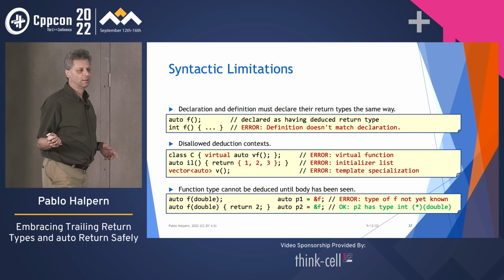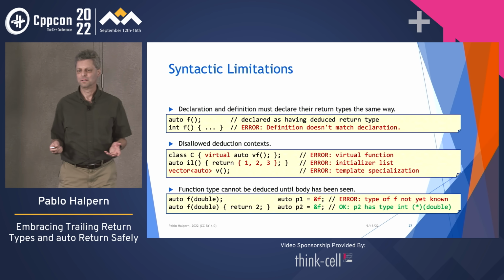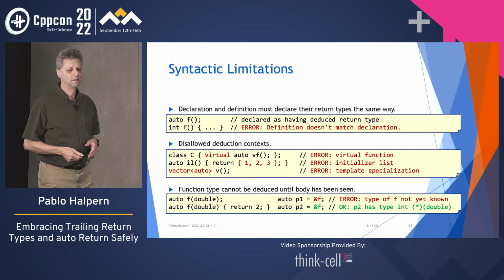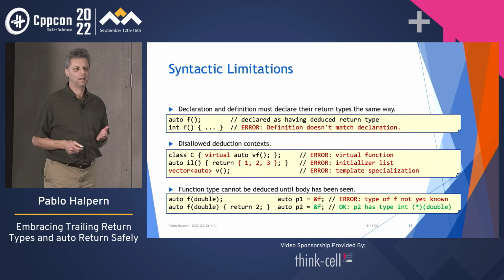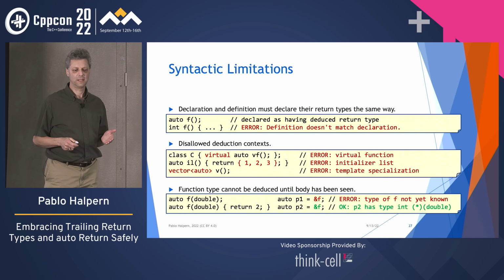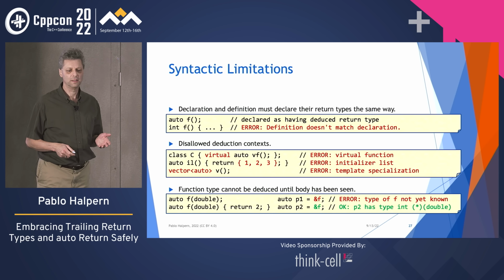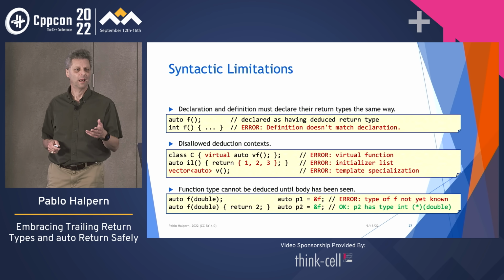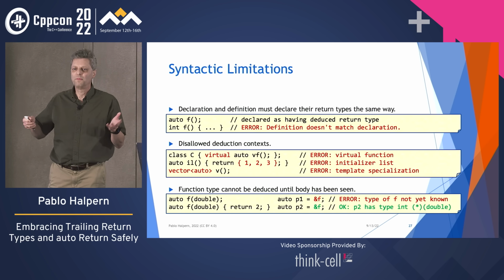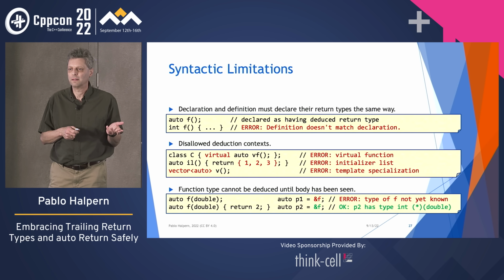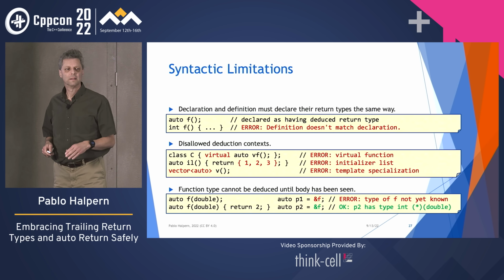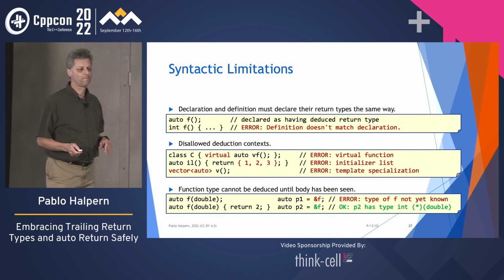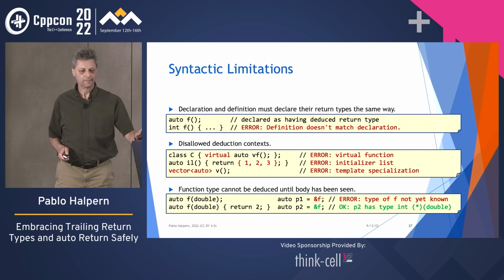You also can't figure out the type of a function until the body has been seen, because you don't know the return type. We know that f takes a double argument, but we don't know what type it returns until we see the second definition. And if we take the address of f, we don't know what type that pointer is. It's a pointer to some function that takes double, but we don't know what that returns. The second address-of works fine because we already know the type. Common sense for the most part.